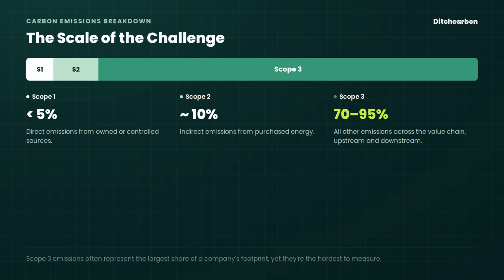Before we define it properly, it helps to understand why this even matters. For most businesses, Scope 1 and Scope 2 emissions are actually the smaller part of the story. Scope 1, the emissions you produce directly, is usually under 5%. Scope 2, from the energy you buy, sits around 10%. The rest, often somewhere between 70 and 95%, is Scope 3. That's everything happening across the value chain. Your suppliers, your transport providers, the products you buy, even what happens after your product reaches the customer. Most of that sits outside your direct control, which is exactly why it's so hard to measure.